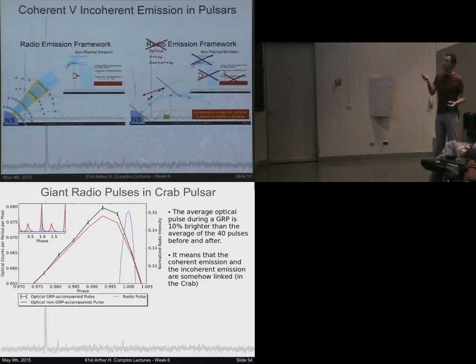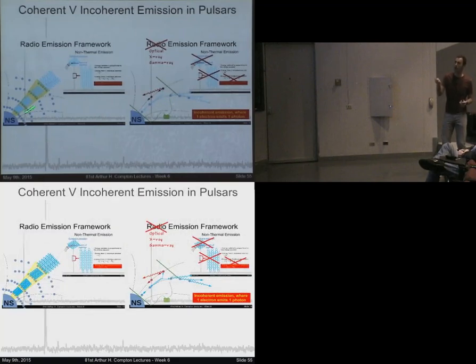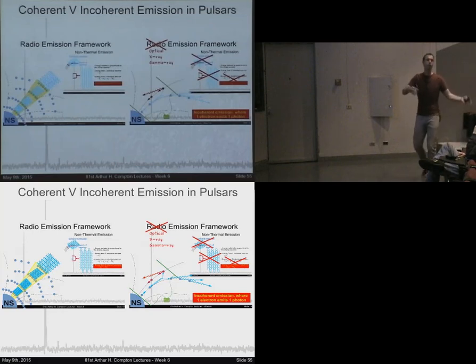Then in this cartoon as well, there's this pair creation, where you turn a photon into a pair. And so people have argued, well, maybe something happens to the pair creation so that suddenly, in a very short space of time, you make a bunch more pairs. And if you have more particles here, then maybe you can get a boost in the coherence, or a boost in the emission. And these particles also very quickly move to higher altitudes and then radiate incoherently. So this optical correlation with the giant radio pulse argues that something is pushing the pair creation rate higher. But again, it would have to happen so quickly, turning on for less than one rotation, a little enhancement in the pair creation rate.